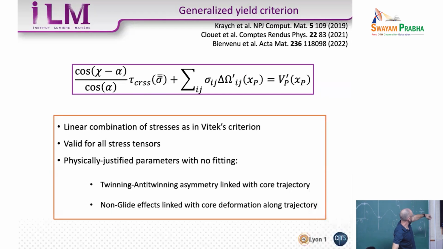So this is the same linear combination as the initial criterion. It is valid for all stress tensors, not just for uniaxial traction, because here we had to make no assumption about the stress tensor. All the terms of the stress tensor are here, so it's valid for any stress tensor. And it's physically justified both for the twinning, anti-twinning, which is here, and the non-glide. Now, does it work?